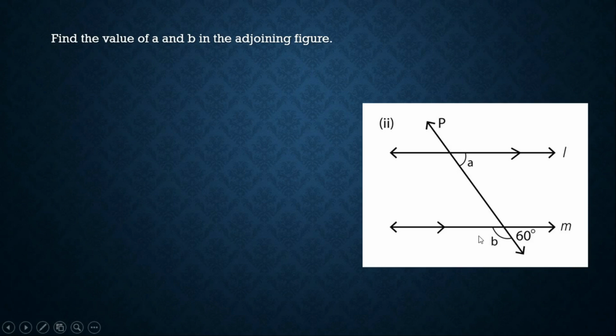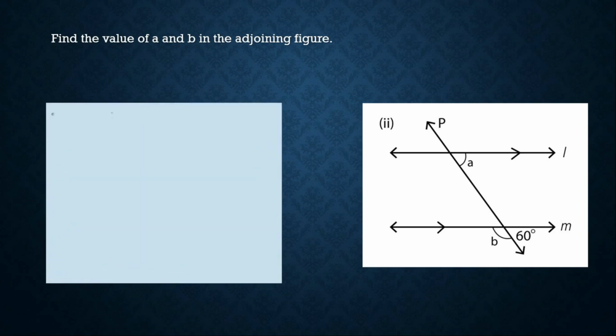To find the value of B, what can we do? Yes, we can use the linearity property. That is, angle 60 degrees plus angle B is equal to 180 degrees. When we shift the 60 degrees from the left hand side to the right hand side, that time we will get the value of angle B. So let us see the solution.